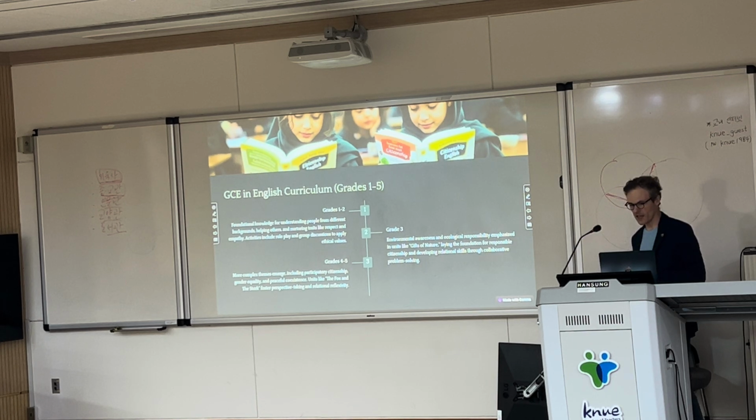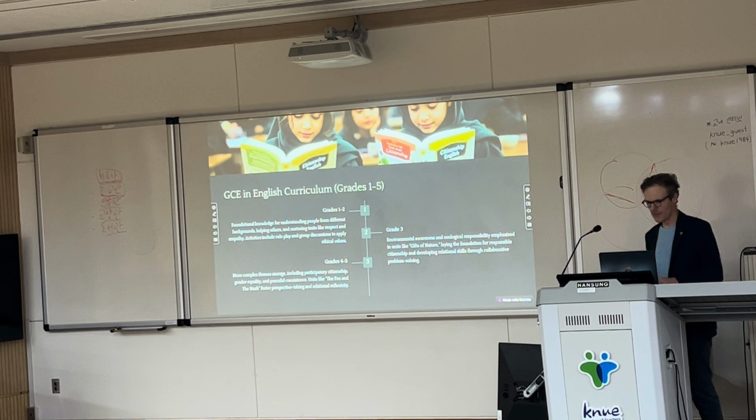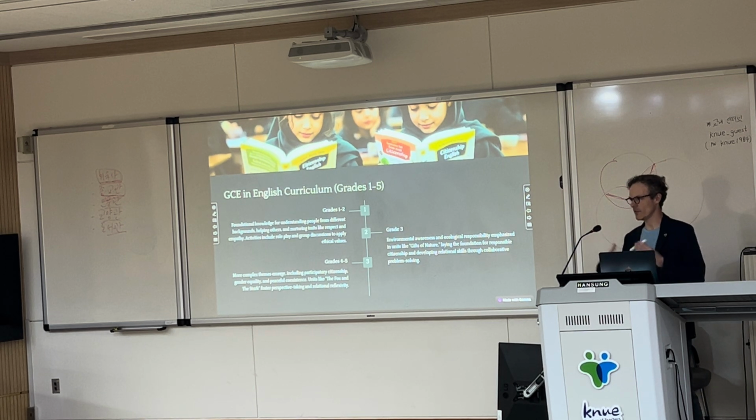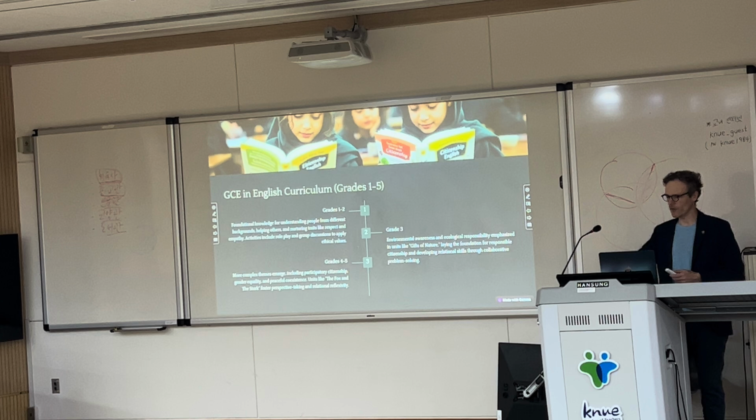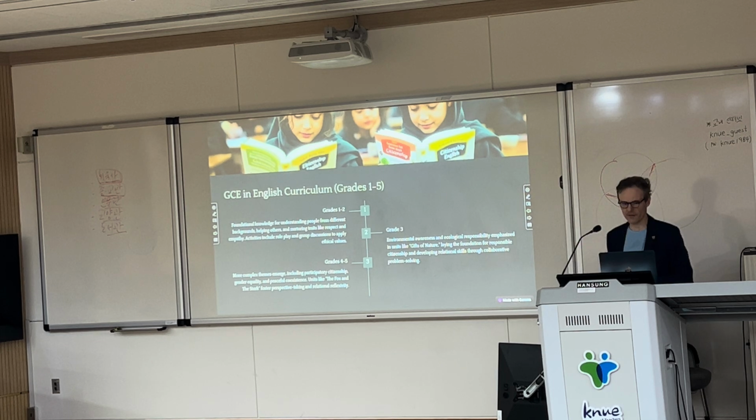And in grades 4 to 5, more complex themes start to emerge, including participatory citizenship, so being an active citizen, gender equality, and peaceful coexistence. Here we have units like the fox and the stork to foster multi-perspective taking and reflexivity. So we see a progression from liberal to more critical and relational forms of learning across the years, from grade 1 to grade 5.